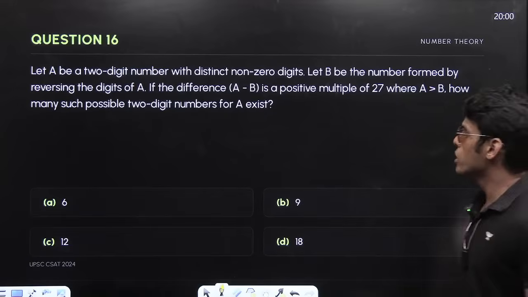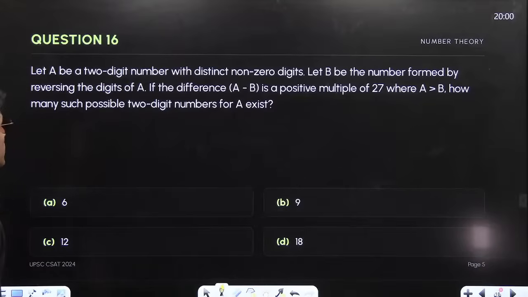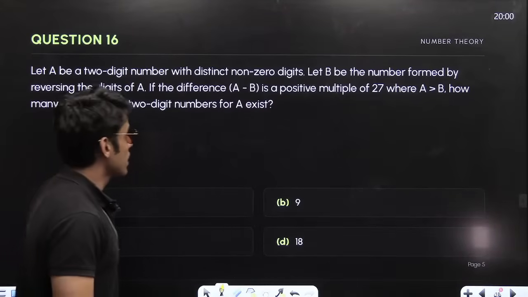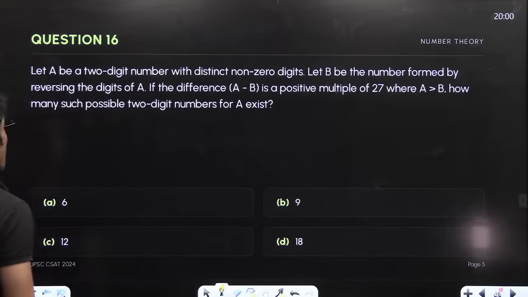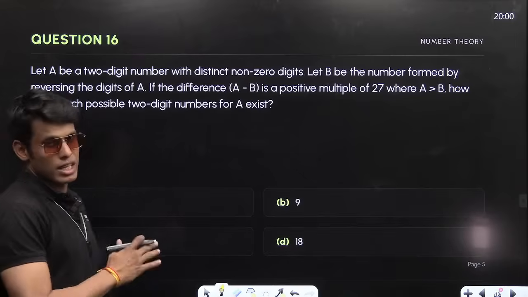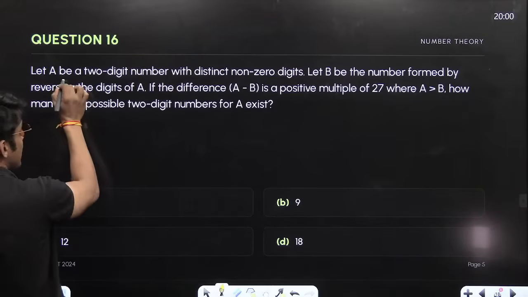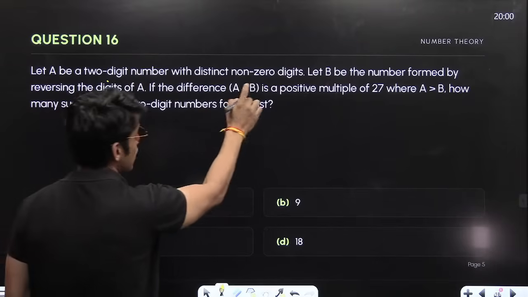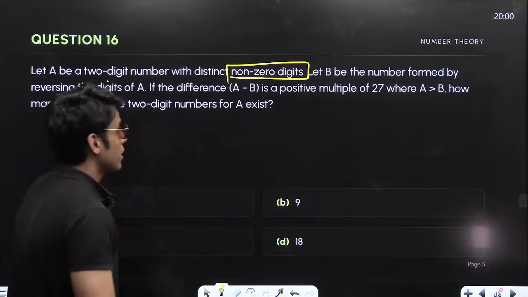Let A be a 2-digit number with distinct non-zero digits. Let B be the number obtained by reversing the digits of A. If the difference A minus B is a positive multiple of 27, where A is greater than B, how many such possible 2-digit numbers A exist? This is a very interesting problem. You need to understand that A is a 2-digit number with distinct non-zero digits. This is a very important aspect of it, right?